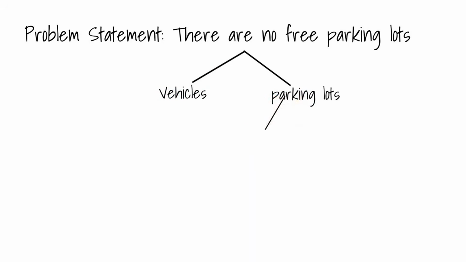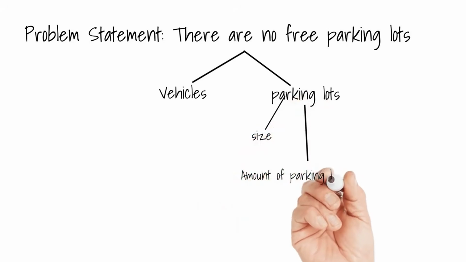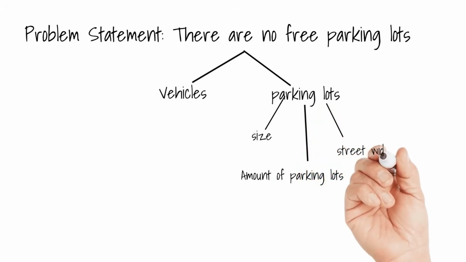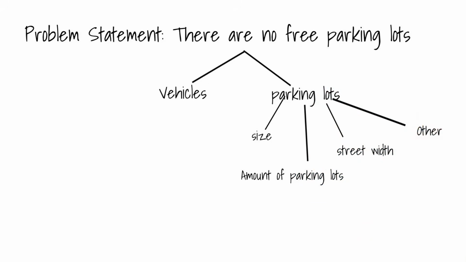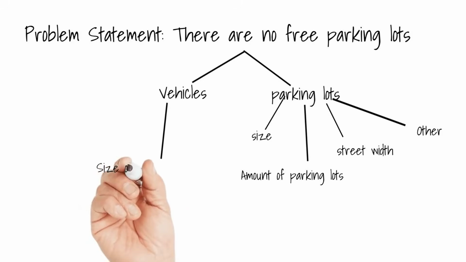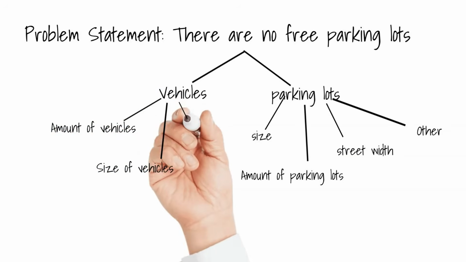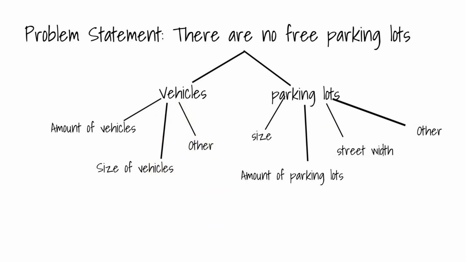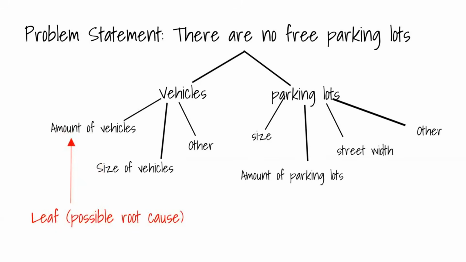Which subcomponents are part of parking lots? What about the size of a parking lot? Or the amount of parking lots? Or also the width of the streets? Because cars can also park on the side of a street, just to name a few here. And what comes to mind when thinking about vehicles? Maybe the size? Or also the amount of cars? That's good for now. I mean, this example is just for demonstration purposes. When we cannot refine a branch even more, or we think it does not make any sense, then we have come to a leaf, a possible root cause.